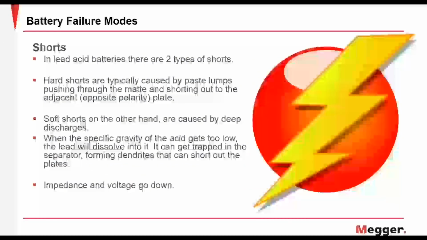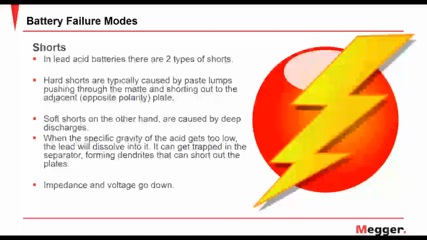Another failure mode that could happen is shorts inside lead acid batteries, and they come in two types: hard shorts and soft shorts. The hard short usually happens in the manufacturer, when the plates are shorted with each other, and you will see the battery not functioning correctly. It can be detected very easily from the beginning of the life cycle of this battery.